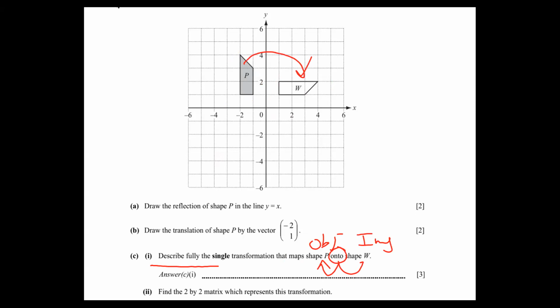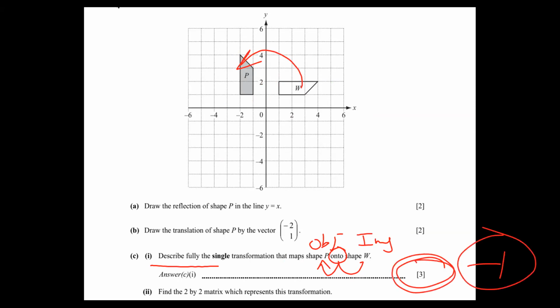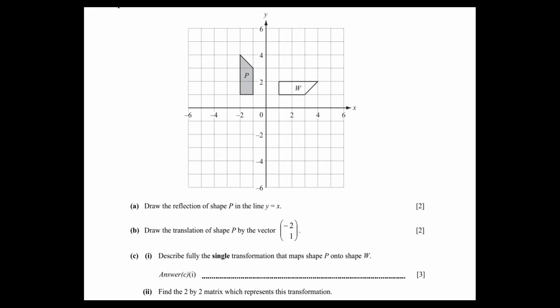Confirm it is going here. It is called clockwise. If by mistake you misread and thought W onto P, then out of 3 marks you will lose 1 mark for direction only, because you write anti-clockwise but the actual answer is clockwise. So I think you have understood well. Be careful and must focus on what is before "onto" and what is after "onto".